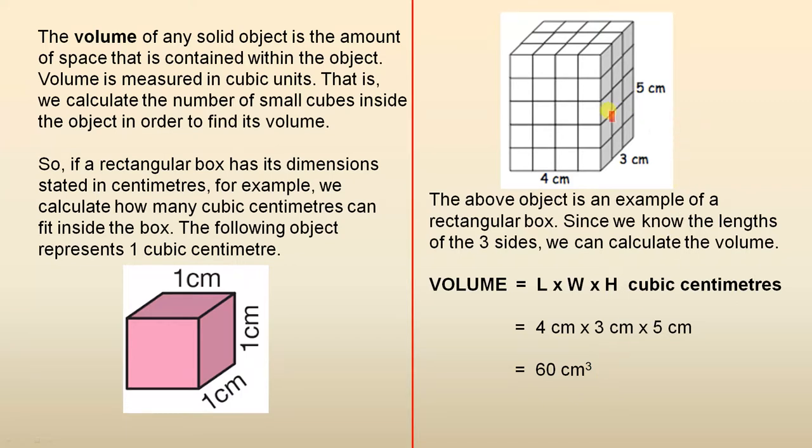So this object here has 60 of these cubes, and that's what makes up that object. See that cube there, which has the sides of 1 centimetre? There are 60 of those which make up that object, and that's what it means.